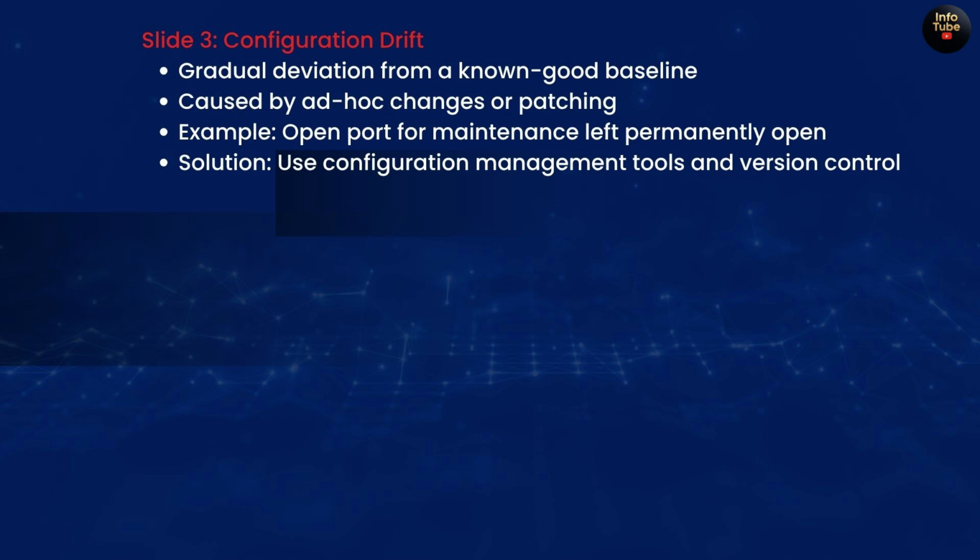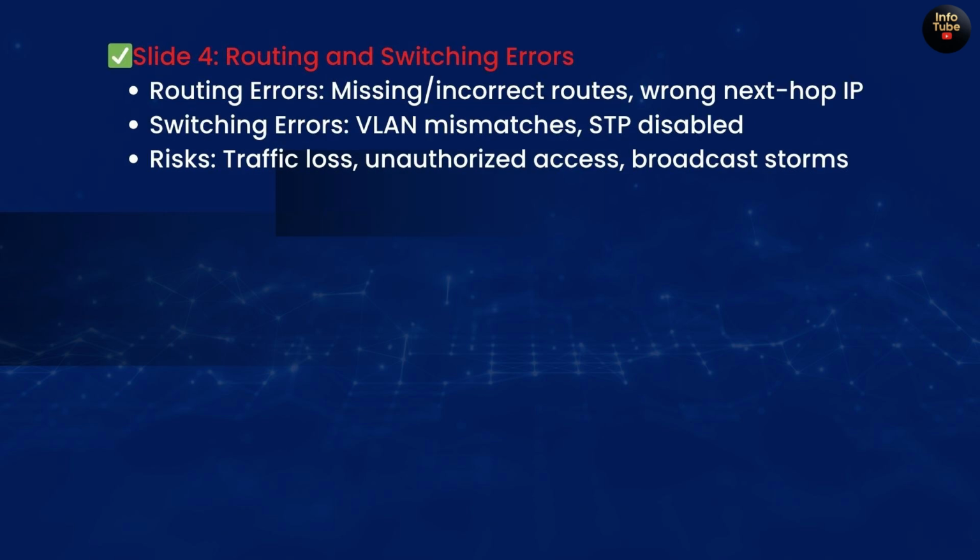Now let's talk about switching errors. Switching errors are related to misconfigurations in Layer 2 devices, such as VLAN misassignments or disabled spanning tree protocol. These errors can cause devices in different departments to communicate when they shouldn't or can result in broadcast storms that degrade network performance.